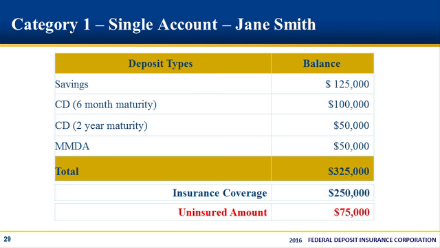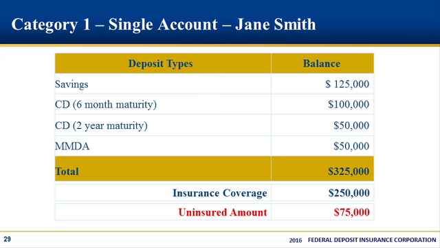A review of her account shows a savings deposit for $125,000, a CD for $100,000, a second CD account for $50,000, and a money market deposit account for $50,000. Her 4 accounts have a total balance of $325,000 under Category 1 single ownership accounts. Since only $250,000 can be insured, the difference, that is $75,000, is uninsured.